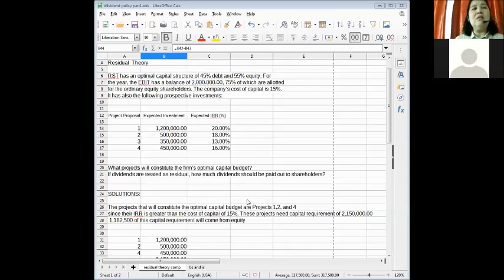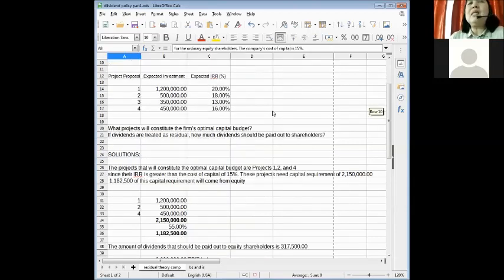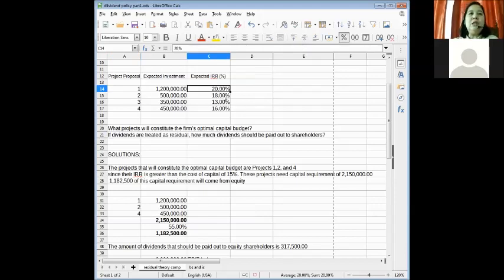Ngayon, ang tanong, what projects will constitute the firm's optimal capital budget? If dividends are treated as residual, how much dividend should be paid out to shareholders? Yung number 1 madaling sagutin, di ba? From the given, alin ba dito yung mas mataas sa 15%? The cost of capital is 15%, so dapat mas higher dyan ang lulukat natin. Project number 1 will give you 20, higher than 15. And this one is lower than 15, so erase yan. We will not go with this. And number 4 is 16%. Yun ang sagot doon.